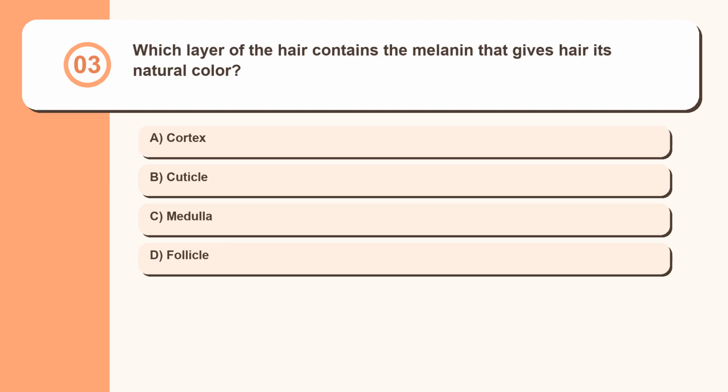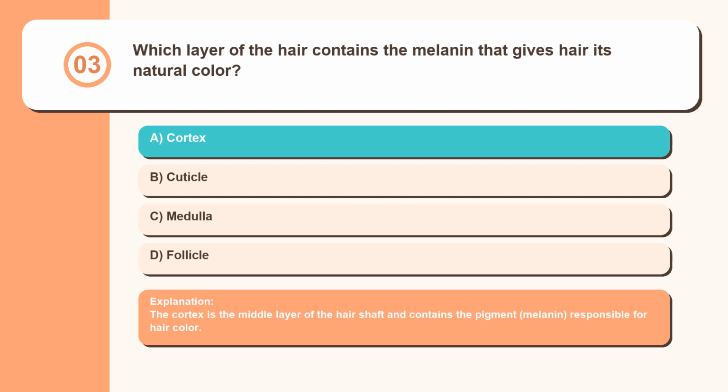Question 3. Which layer of the hair contains the melanin that gives hair its natural color? Cortex, cuticle, medulla, follicle. The cortex is the middle layer of the hair shaft and contains the pigment melanin, responsible for hair color.